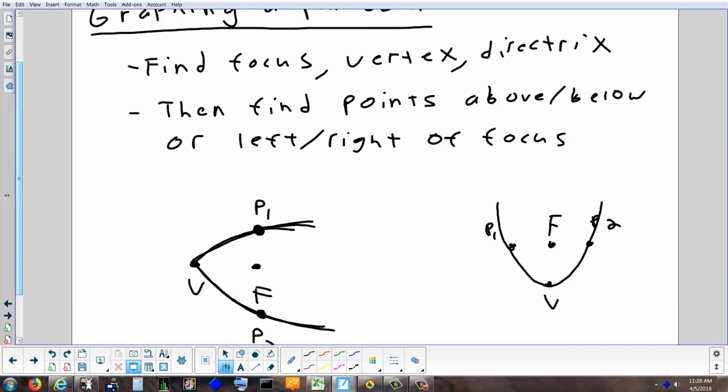Same thing if it opened left. You would need something above and below. But if it opens up, there's your focus. You want to find a point to the left and to the right of the focus. And that would give you your sketch. Okay, so whether you find points above and below or left and right to help you make a sketch just depends on which way it opens.